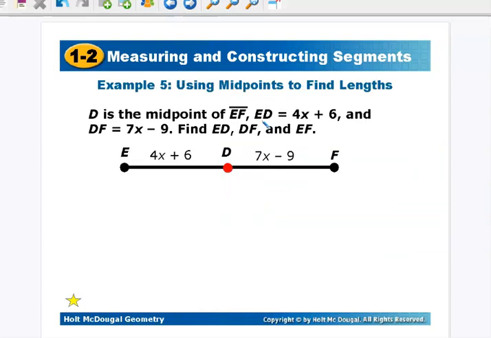D is the midpoint of EF. We have some information about ED and DF in this example. I'm going to have you pause the video here and work this one out on your own. Let's see what you come up with, and just give it a shot.